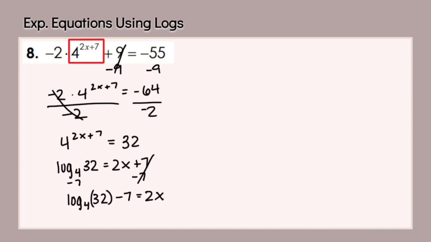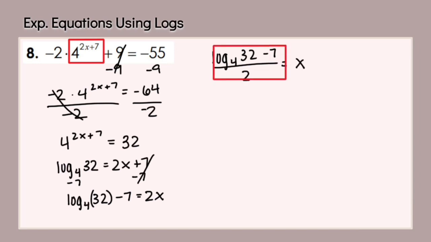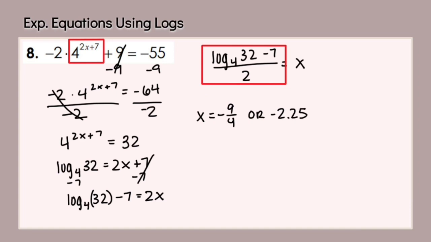So the next step we would take would be to divide both sides by 2. So we'll get log base 4 of 32 minus 7, all divided by 2 equals x. And then we're able to type this into our calculators, and our solution will be x equals negative 9/4, or you could write it as negative 2.25. Either way is acceptable.